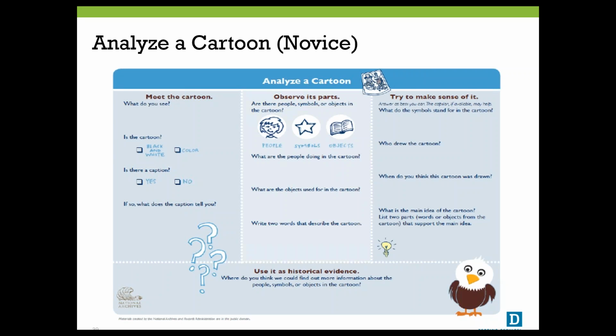And then you move over to the last column where you're trying to make sense of it. What does a symbol stand for? Who drew it? When was it drawn? And then coming up to the main idea. Those are things that really let students analyze the cartoon itself, break it down into those finer details, and really pay attention to it.